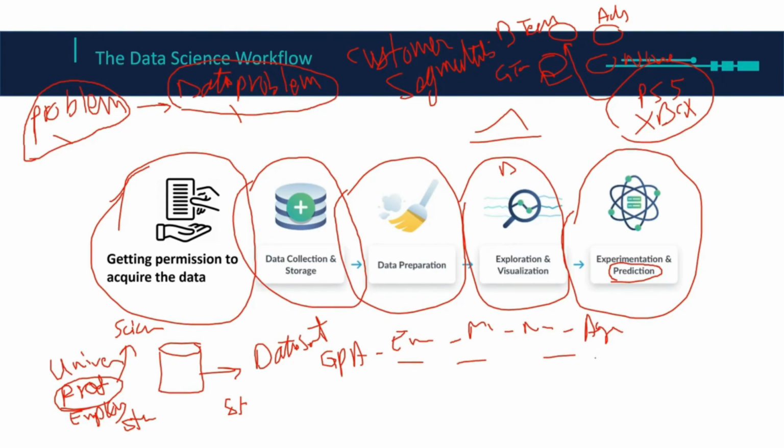There are no missing values. I have the perfect features. These are written correctly and whatever. And then at the end, I'm going to do my experimentation and then prediction. This is what a data science workflow usually looks like. See you in the next video.